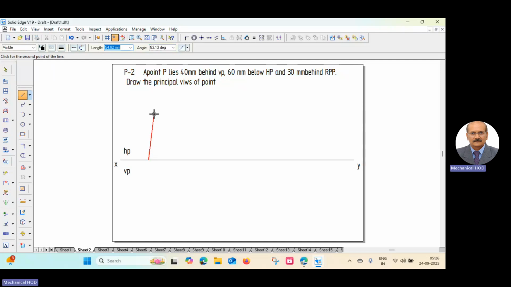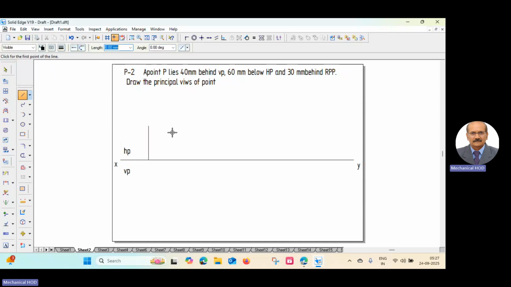Now the length of this line is 40 mm. Come to the length icon in the ribbon bar. Type 40 on the keyboard and press the enter key. Now it goes to angle. We have to draw a vertical line, so the angle is 90 degrees. Press the enter key on the keyboard. Now the line is constructed.